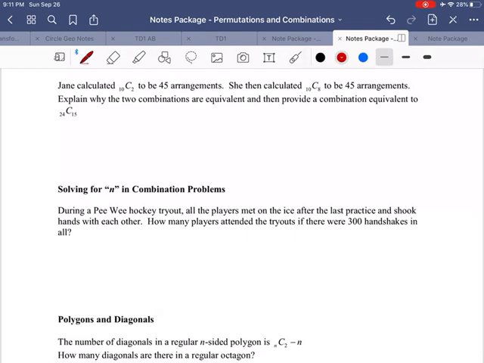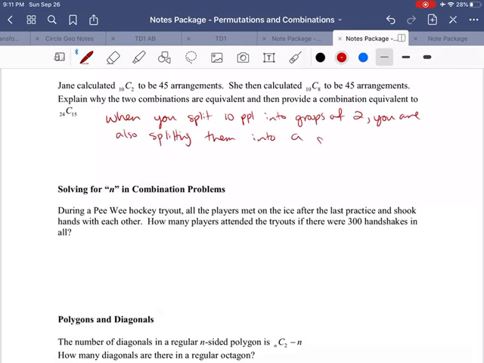So in this case, when you split 10 people into groups of 2, you are also splitting them into a group of 8, the remaining people. So it's equivalent. So this would be equivalent to 24C9.